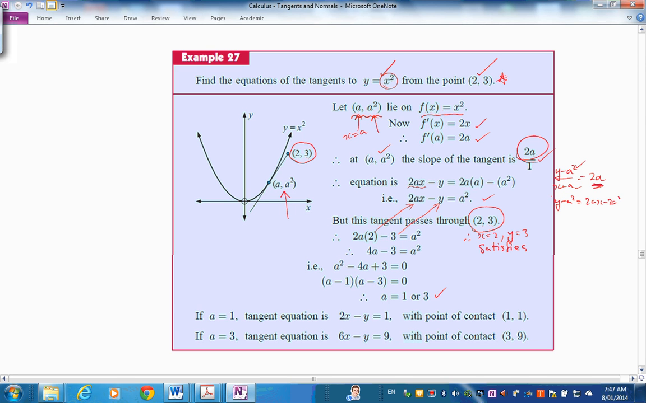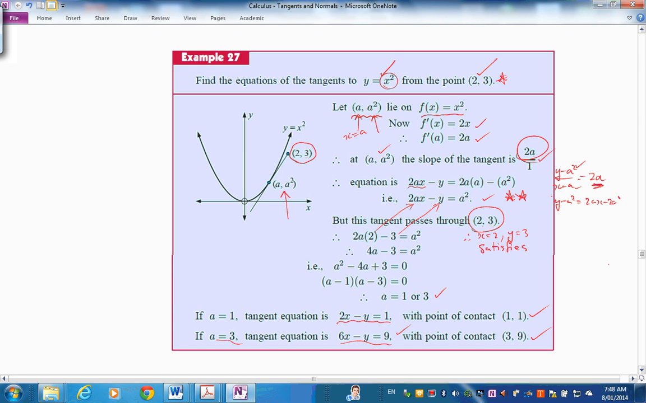So at a is 1, the equation of the tangent would be this, sticking it back in the equation of the tangent line up here, and the point of contact would be (1, 1), or at a is 3, sticking that back, you get this point of contact (3, 9). So there's actually 2 tangents there.